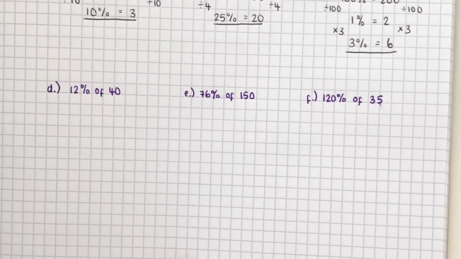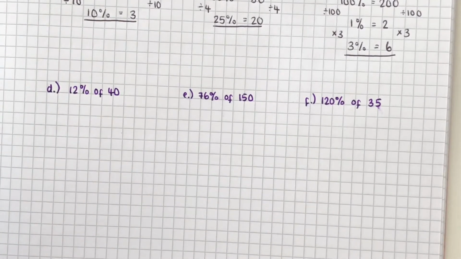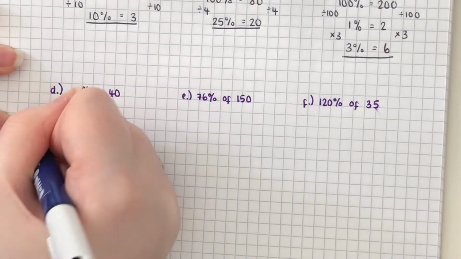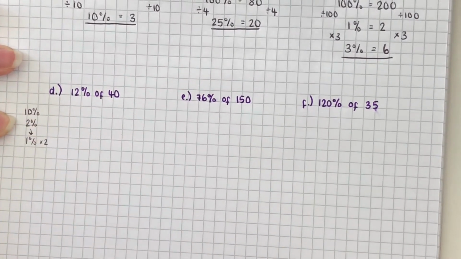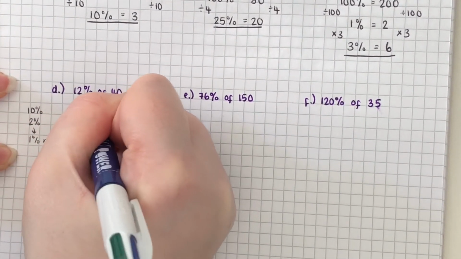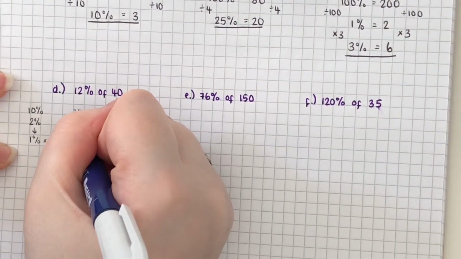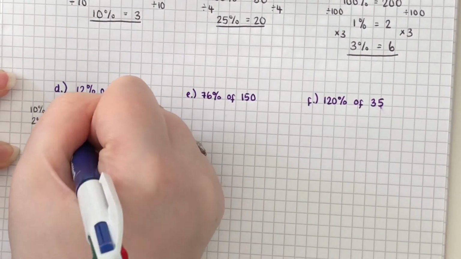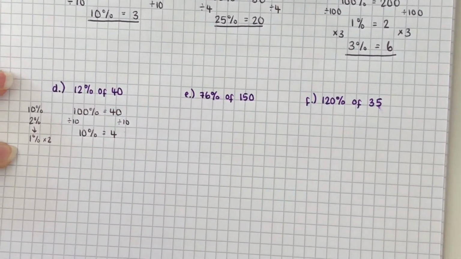Okay, so for the next ones we're going slightly harder. So we've got to find 12% of 40. So what I would do is I would find 10% and then also find 2%. So to do that, I would find 1% and then just multiply it by 2. And then we can add those answers at the end, okay? So again, always start off with 100% equals 40, okay? Because the number's 40 in the question. So I'm going to start off with finding what 10% is. So to get from 100 to 10 means I need to divide by 10. So 40 divided by 10 gives me 4.